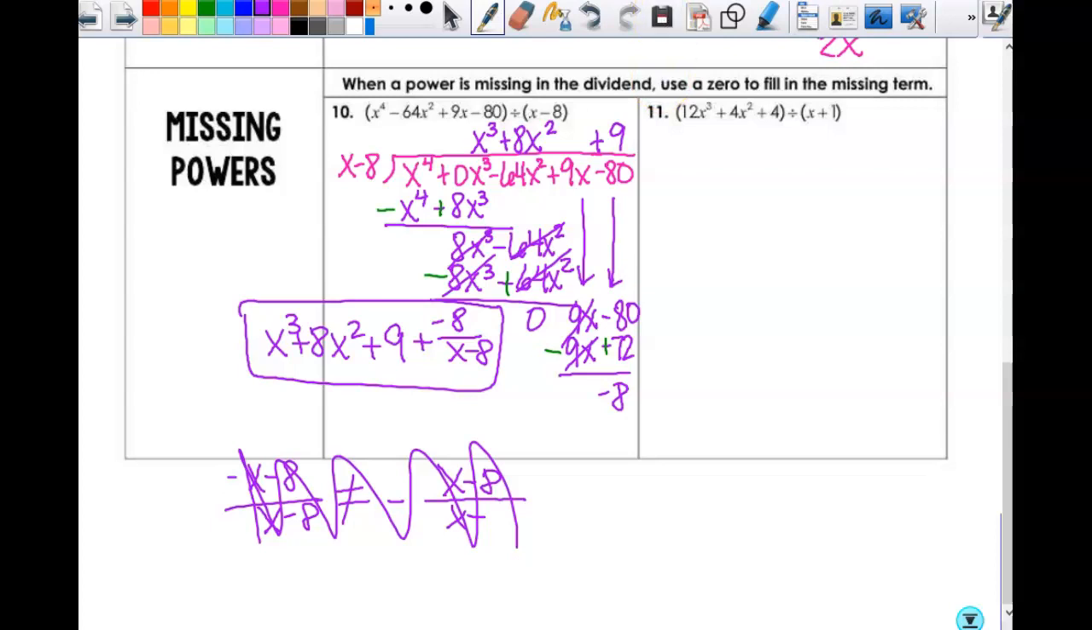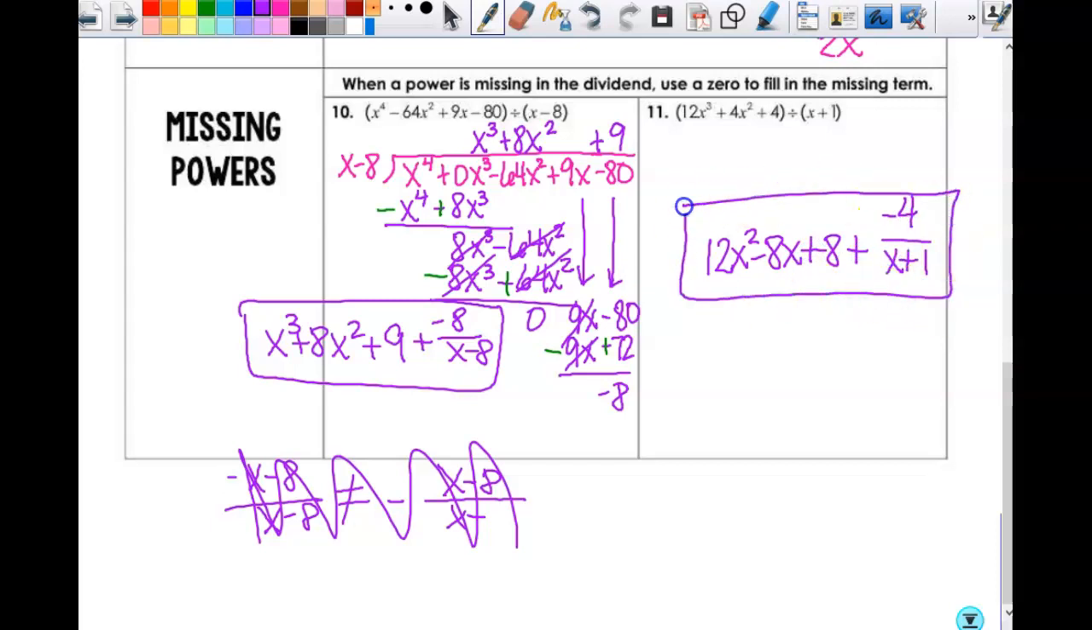If you were watching the video, then pause it and do number 11 on your own. Okay, if you haven't paused already, pause now. And then you can check the answer. Here is what you should have gotten. 12x squared minus 8x plus 8 plus a negative 4 over x plus 1. There we go.